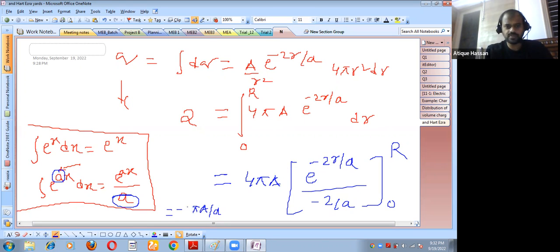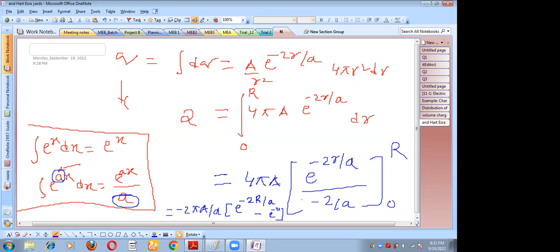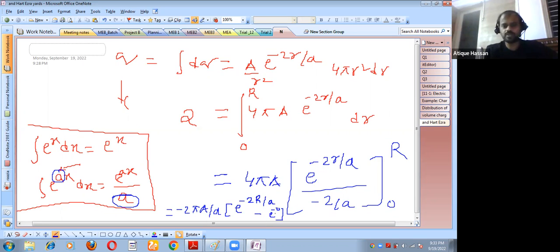So we will get minus 2π a divided by a, and then e to the power minus, in place of r we will put capital R. So you get 2R by a, and then e to the power minus 0, in place of r you will put 0. Understood? Yes, sir. We have to put the upper limit and subtract, and then put the lower limit. This is how we put the limits in integration.